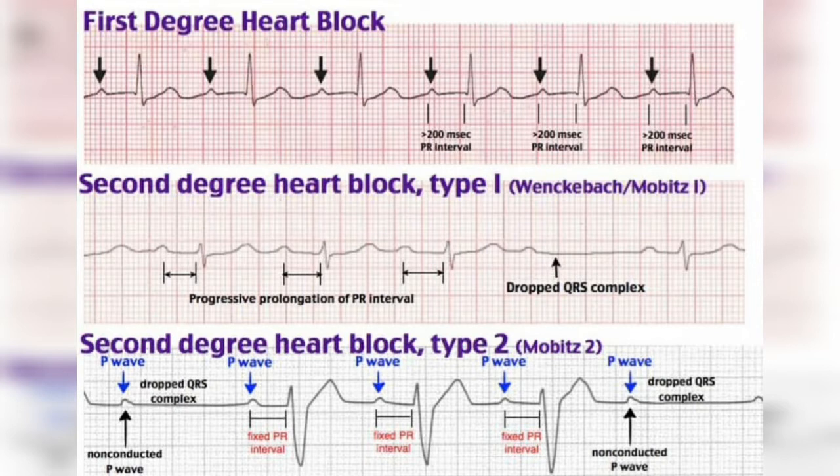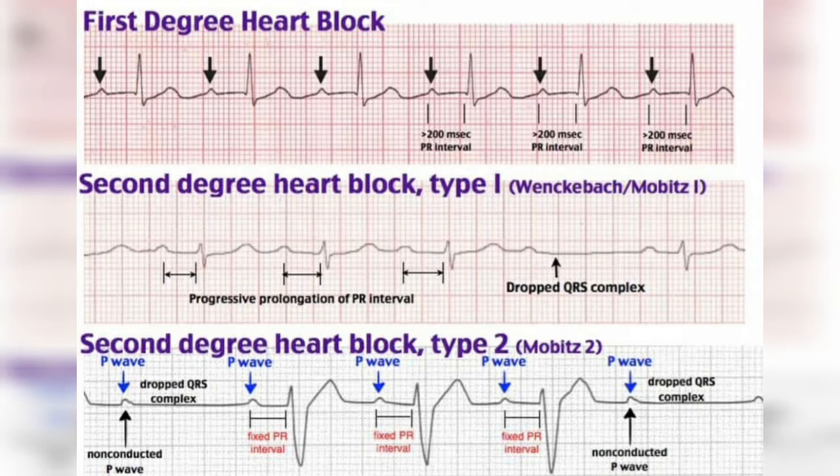In second degree AV block, there is prolongation of the PR interval, and in some complexes there is a drop beat, meaning a QRS complex is absent. So first degree heart block is a prolonged PR interval, and second degree heart block is a prolonged PR interval plus a drop beat.